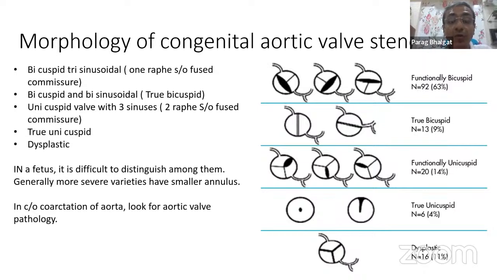Let's understand the morphology of the aortic valve in the setting of congenital aortic stenosis. Normally, the aortic valve has three cusps and three sinuses. We are generally aware of the bicuspid aortic valve. Bicuspid aortic valve is also of two types. The first type is bicuspid trisinusoidal aortic valve.